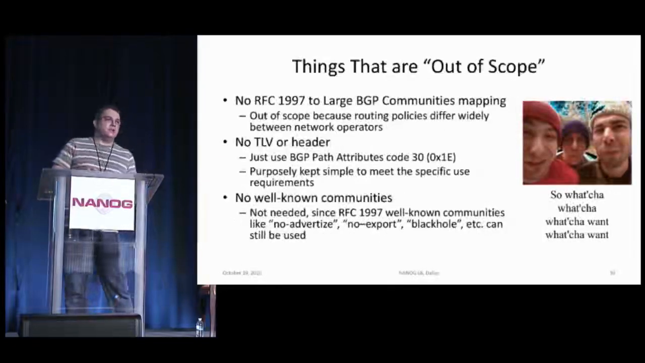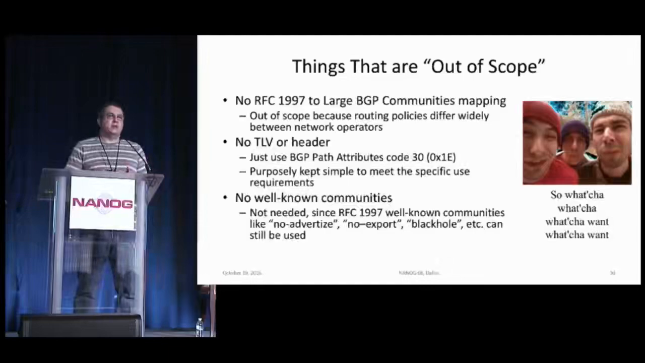A couple things are out of scope. These all came up on the IDR list in discussion. We didn't want to add some sort of mapping, like an RFC 1997 to large communities mapping. I think that's really out of scope because everyone's routing policy differs, and a mapping that works for me might not work so well for you. So we just left that up to the individual operators.